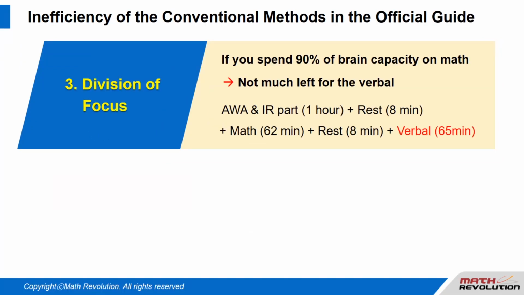3. Division of focus. To write a GMAT, you need to write the AWA and IR part for 1 hour, followed by 8 minutes of rest, and then 62 minutes for the math test, and 8 minutes of rest and verbal for 65 minutes. So, if you spend 90% of your brain capacity on math, you won't have much left for the verbal. Need to conserve your brain power.